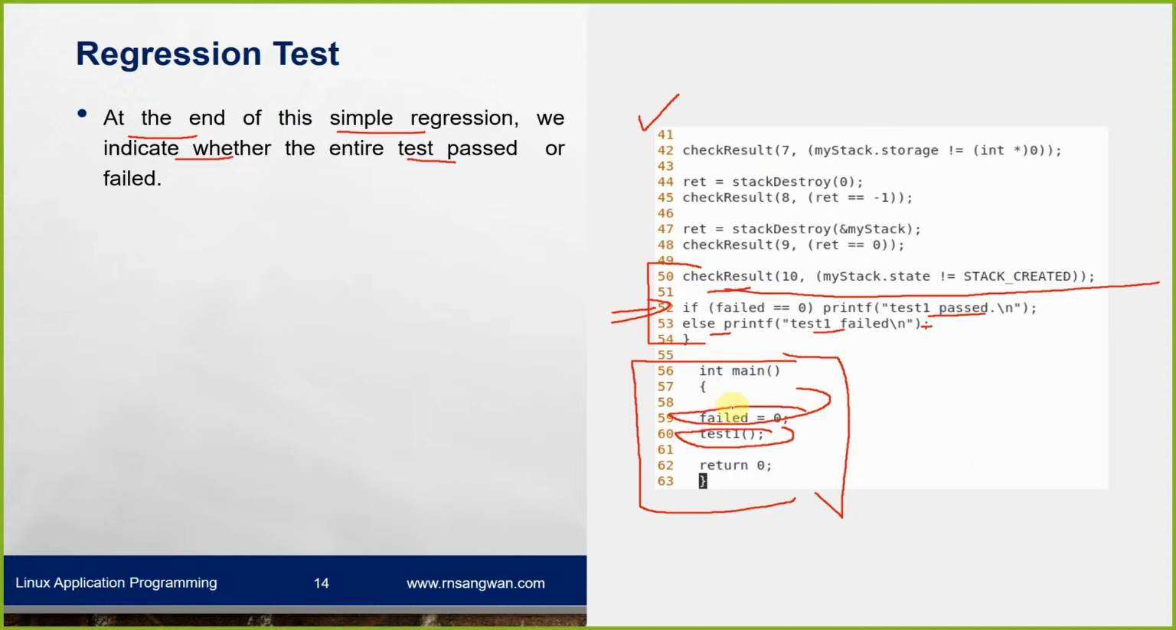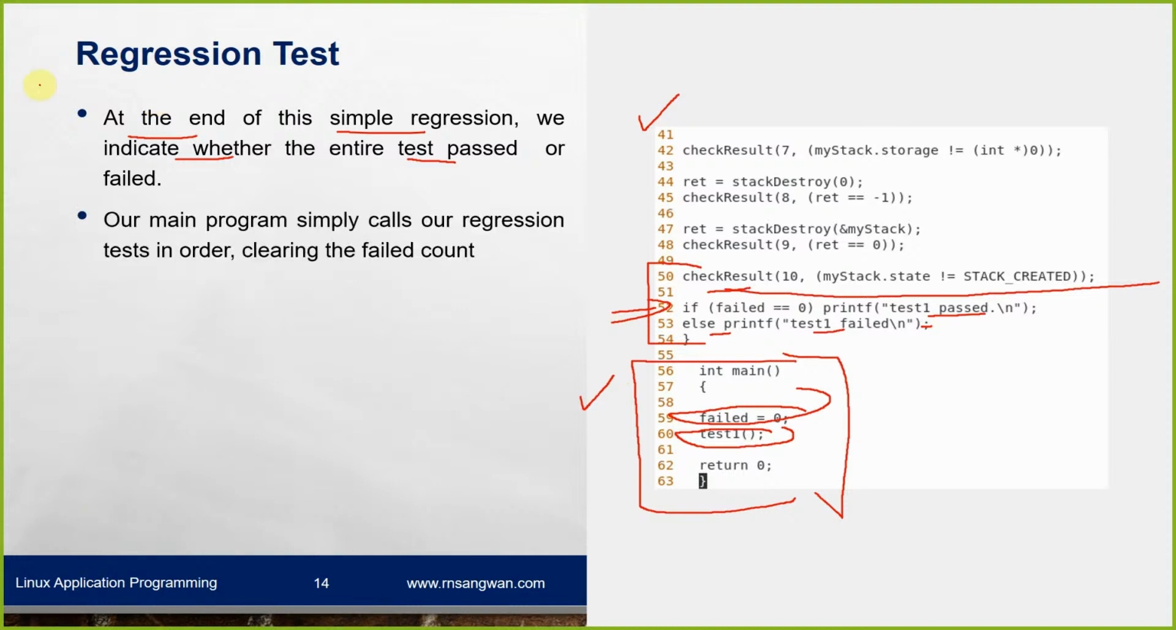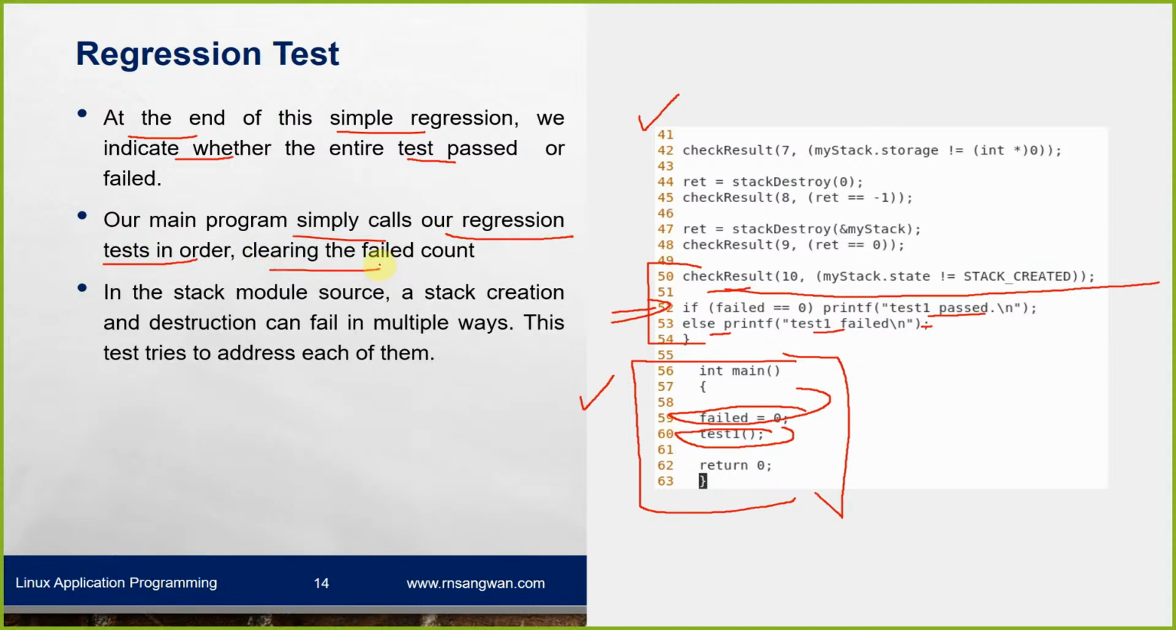So after that main program is called, it will call the function, calling all the rest of the functions that we declared in stack.h, stack.c and regression.c to verify the creation of the stack and the working of the stack. Our main program simply calls our regression test, clearing the failed count. In the stack module source, stack creation and destruction can fail in multiple ways. This test tries each of them.